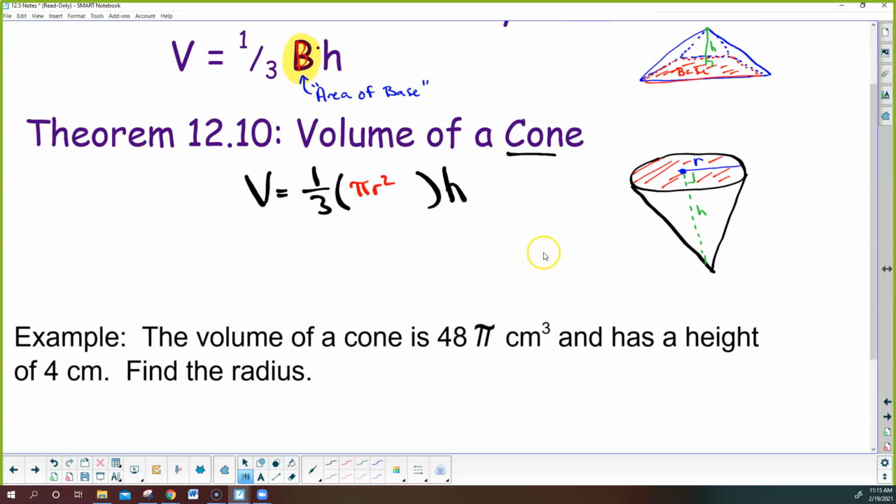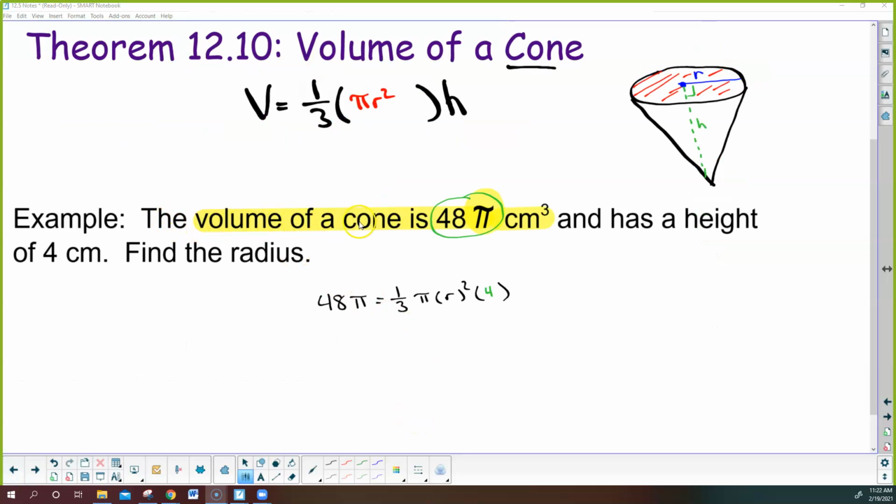Okay, I would like you guys to try this problem right down here. Knowing that the volume of a cone is 1/3 the area of the base times the height, I'd like you guys to find the radius if the volume of a cone is 48 pi cubic centimeters and has a height of 4. And then I'd like you to send me a chat of your answer here for this problem. Send me a private chat when you're done.